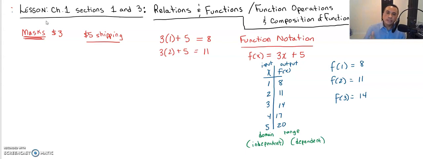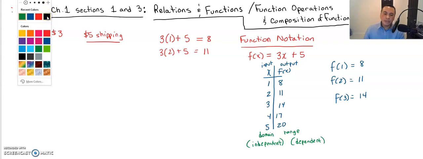So the 20 depended on you choosing first. Okay, so you determine how many masks you're going to buy first, and that determines how much you're going to pay. Okay, so that is the dependent variable. Independent comes first, dependent comes second. So that you never forget these terminologies, a lot of times I use this example right here.